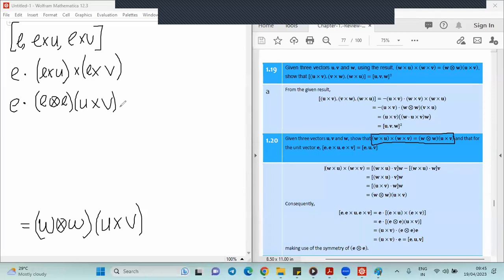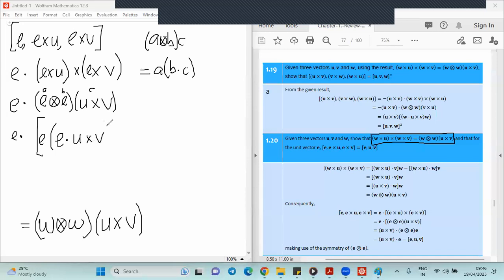Now, we have a dyad product here. Let's work on it. Again, I'm going to write A dyad B acting on C is the same thing as A bracket B dot C. Simple as that. So let's work. That's E dot, I'll put a square bracket. In this case, this is A dyad B, so E dyad E, and then this is C. So A is going to be E, B is going to be E, and that's going to be dot U cross V.